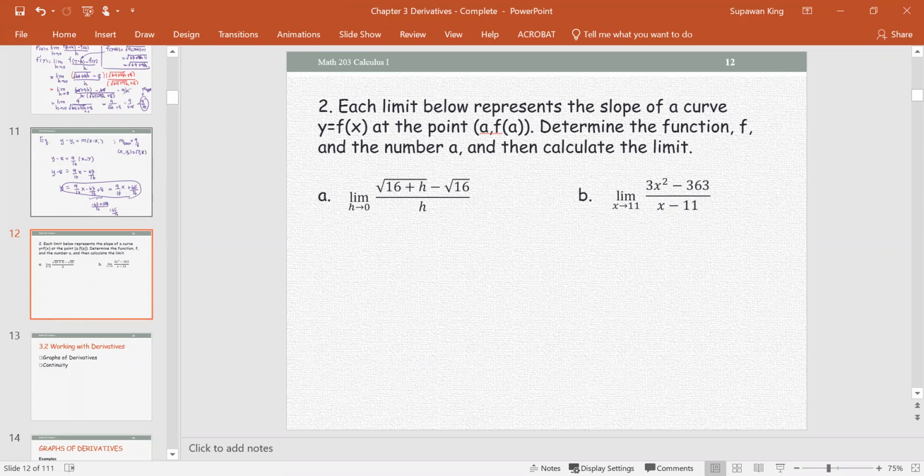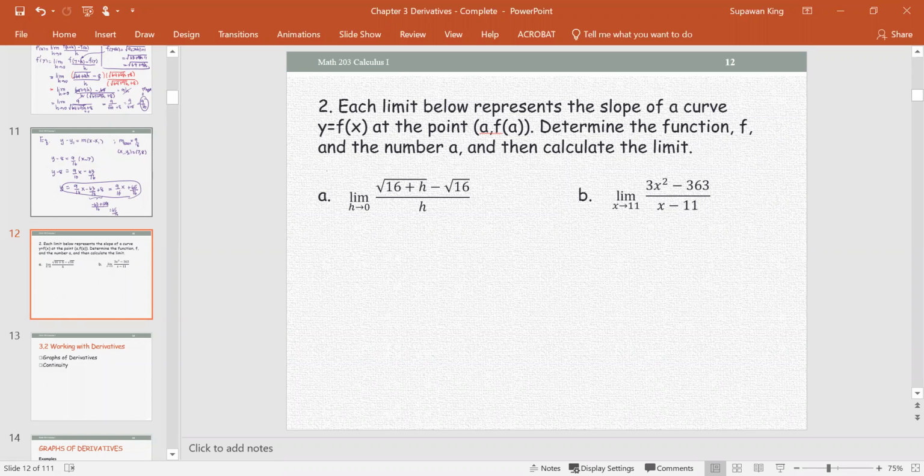Example 2. Each limit below represents the slope of a curve y equals f of x at the point a, f(a). Determine the function f and the number a, and then calculate the limit. In part A, we have the limit as h approaches 0 of square root of 16 plus h minus square root of 16, all divided by h. In part B, we have the limit as x approaches 11 of 3x squared minus 363 divided by x minus 11. As you recall, the limit definition of the derivative comes in two different forms.